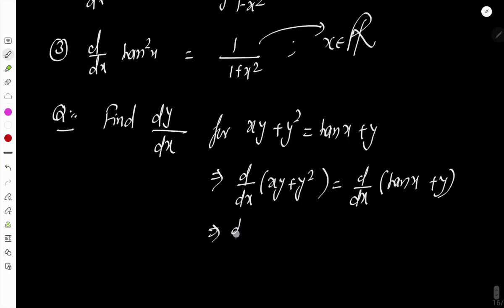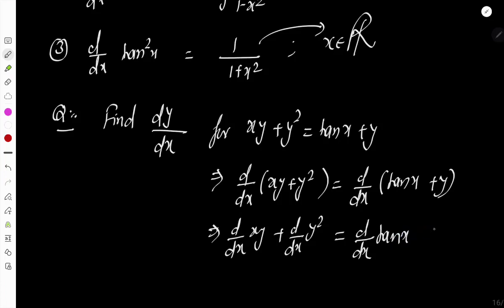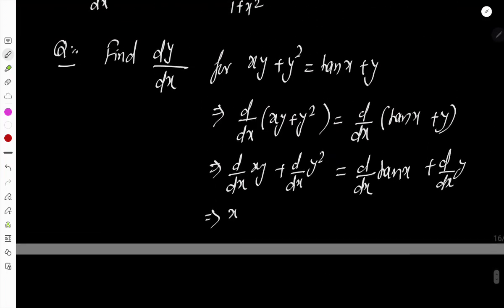Taking the derivative on both sides, d by dx of xy plus d by dx of y square is equal to d by dx of tan x plus d by dx of y. So dy by dx of this one: it is a product of two functions u into v. So first, outside, derivative of second, plus second, outside, derivative of first.